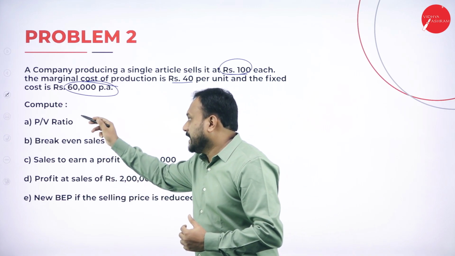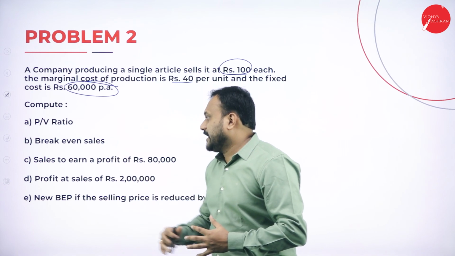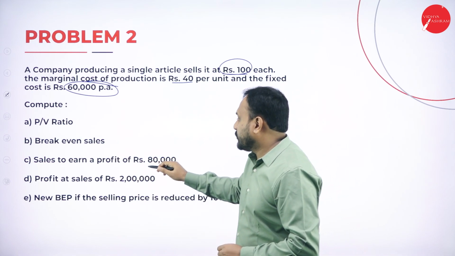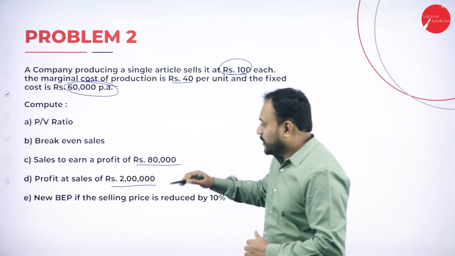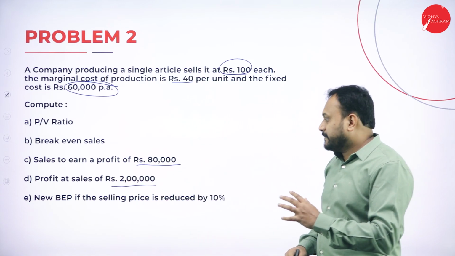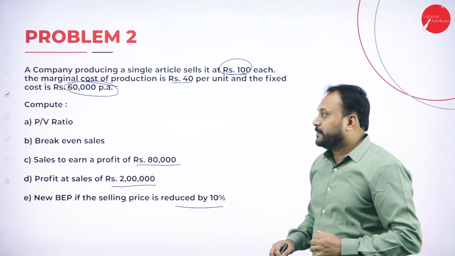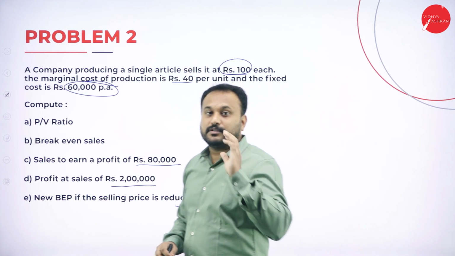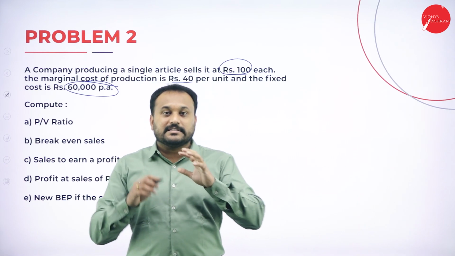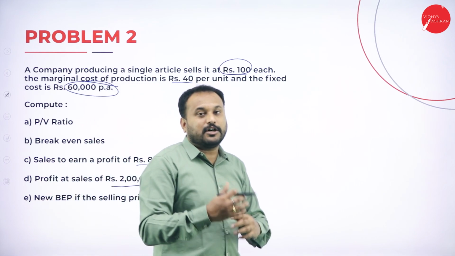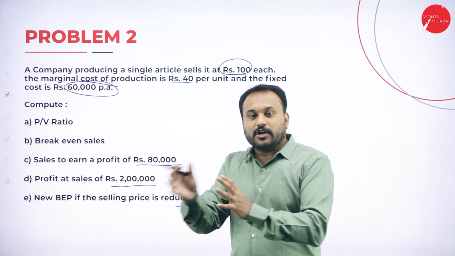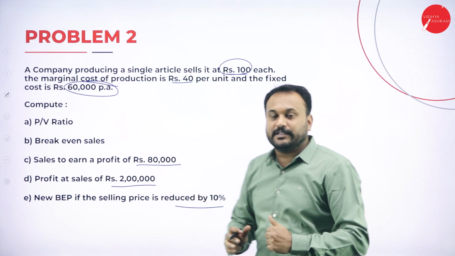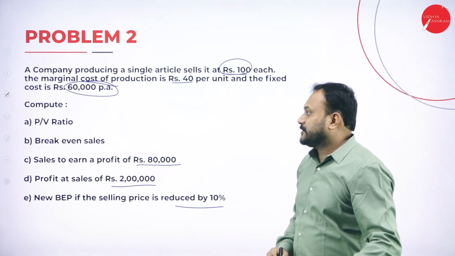Now we are supposed to calculate PV ratio, break-even sales, sales to earn a profit of rupees 80,000, profit at sales rupees 2 lakh, and new BEP if the selling price is reduced by 10%. Now I know that many of you, those who have seen the first problem, how we have solved, you will solve it by yourself. But this is for people who have not gone with the first problem. Let's go with this problem here.